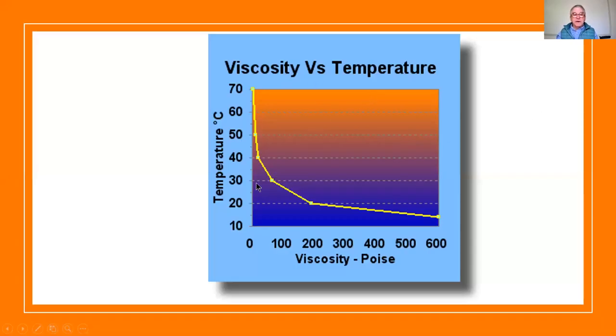Viscosity versus temperature. Temperature in centigrade, viscosity in poise from 0 to 600. And at very low temperatures, you can see in this illustration, the liquid having a very high viscosity. Whereas as the temperature goes up, the viscosity decreases down in this range. And it's quite a marked contrast, actually. Temperature has a big influence on viscosity.